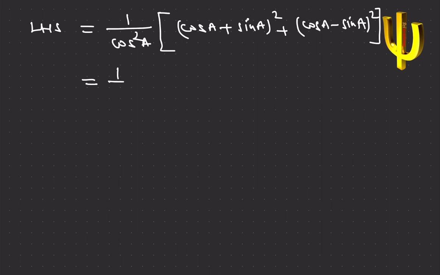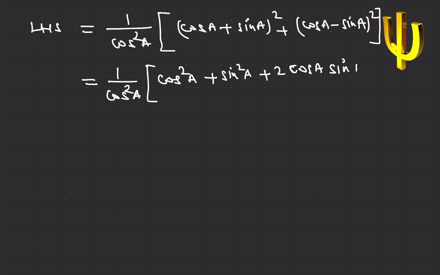Which after simplification we get 1 by cos square A into, expanding this, cos A plus sin A whole square, we have cos square A plus sin square A plus 2 cos A sin A, and expanding this, cos A minus sin A whole square gives cos square A plus sin square A minus 2 cos A sin A.